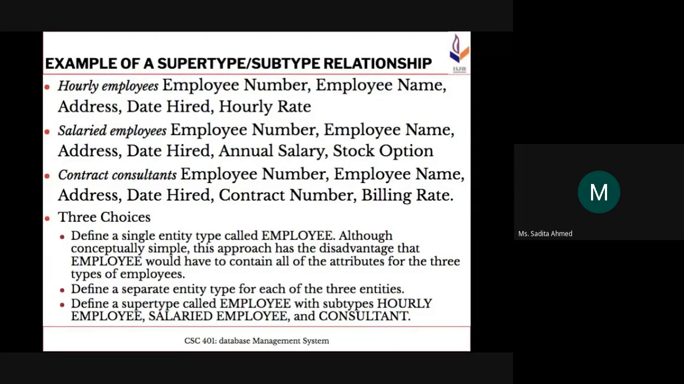So yeah, and most importantly, what you guys said, that some of the attributes will have null values for some of the employees, for sure. যারা hourly employees তাদের জন্য annual salary, stock option, contract number, billing rate null থাকবে. যারা salaried employees তাদের জন্য hourly rate, contract number, billing rate null থাকবে. যারা contract consultants তাদের জন্য hourly rate, annual salary, stock option null থাকবে. And we don't want a data model where we know by default there will be some null values.